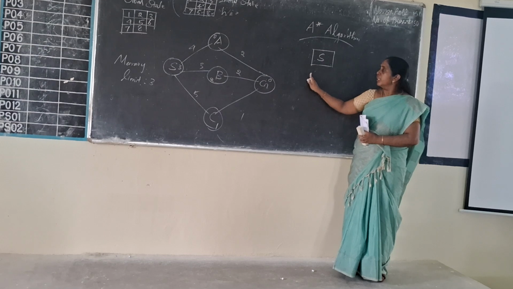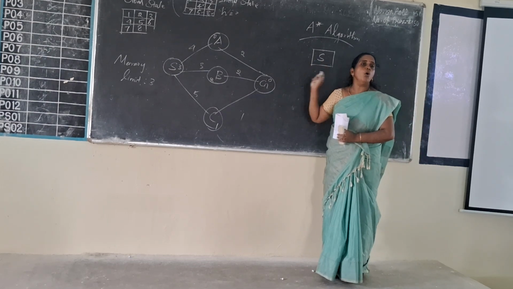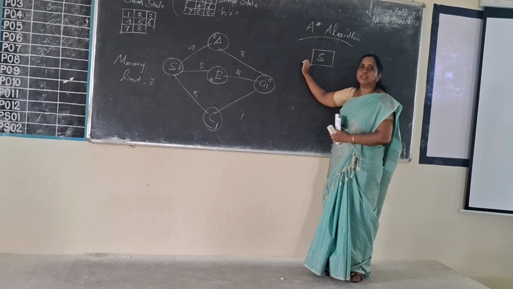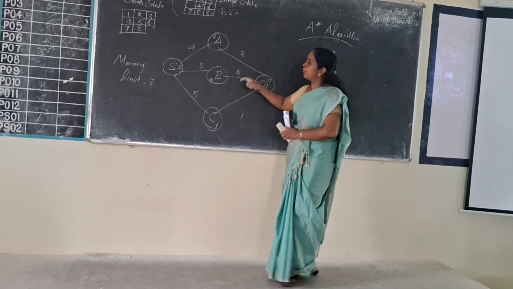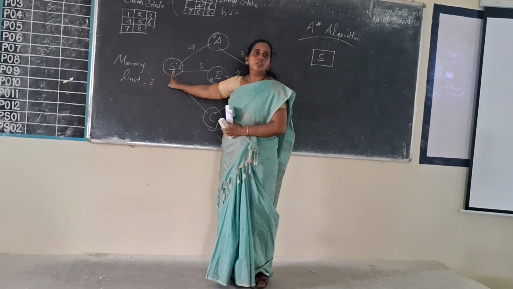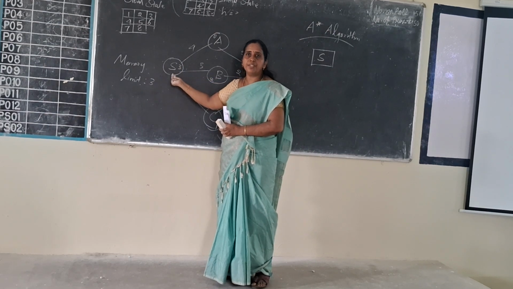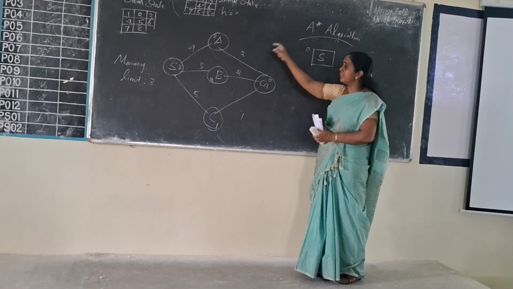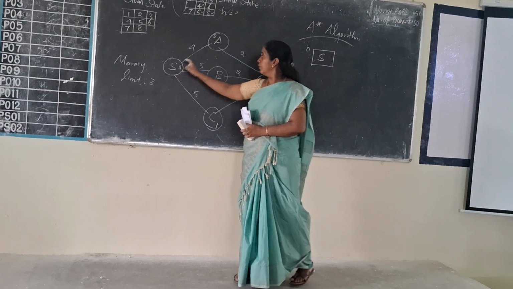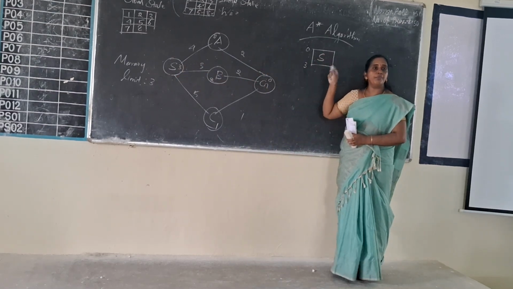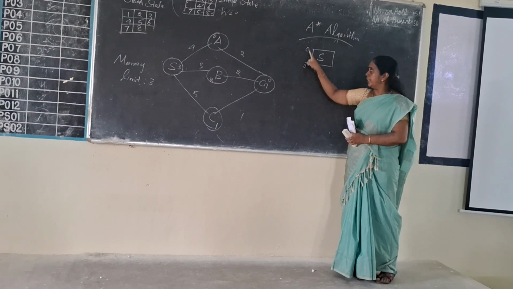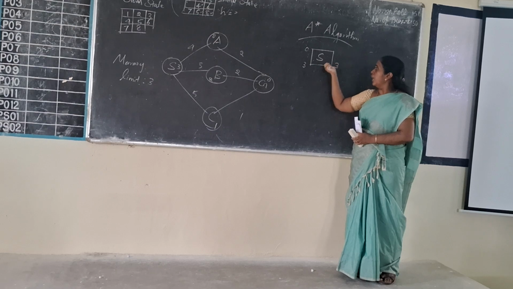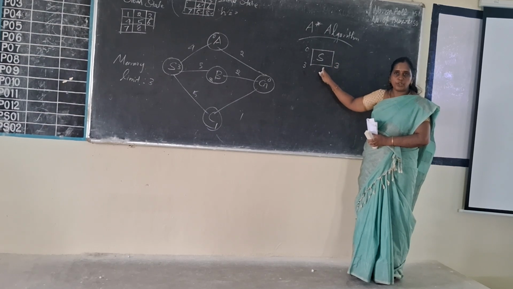Next to the start node, you need to mention the values of g of n, h of n as well as f of n. So what is the g of n value for the start node? For the start node there is no g of n value, so you can take it as 0. H of n value for the start node is 3. So put 3 here. And what is f of n? When you add these two values, you will get f of n. So f of n is 3. Now you can explore the start node.